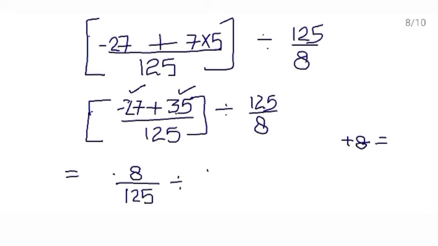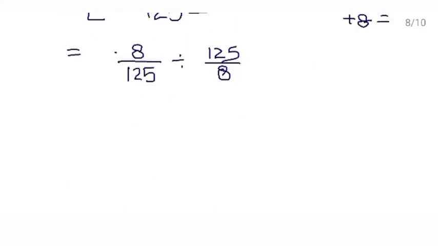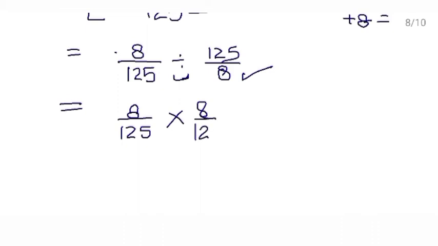divided by 125 upon 8. Now as you know, while dividing rational numbers, the first rational number we write the same. Replace the division sign by multiplication and write its reciprocal. Its reciprocal will be 8 upon 125. Now check, is the numerator or denominator divisible by any same number? No, they are not divisible by any same number.